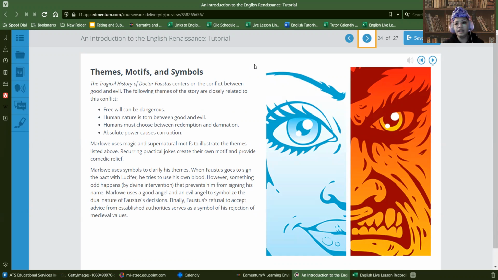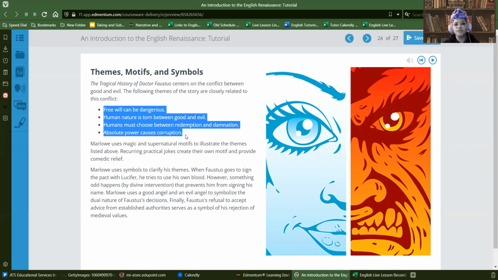So basically, it's about good and evil. It's about good and evil trying to battle to win over this one person, Faustus. And they talk about some other themes in here. They talk about free will being dangerous. This is listed right here. Free will can be dangerous because you can choose to do bad things. Human nature is torn between good and evil. Humans have to choose between redemption and damnation, and absolute power causes corruption. Because remember, he trades his soul for power and knowledge.